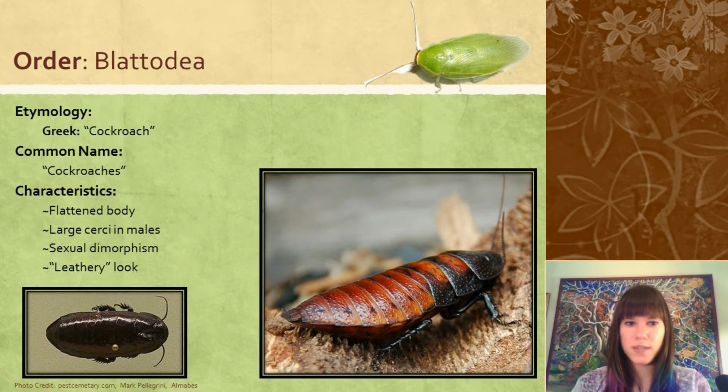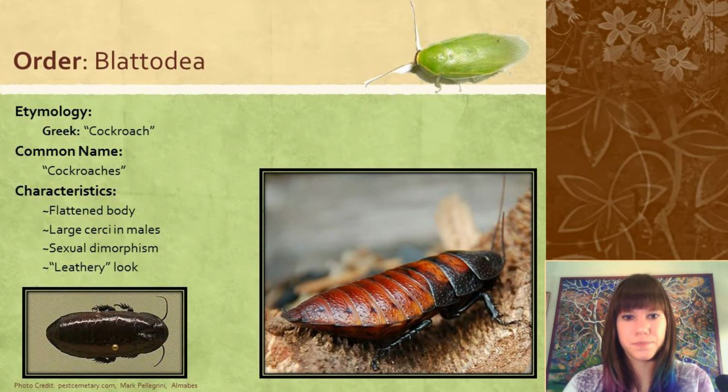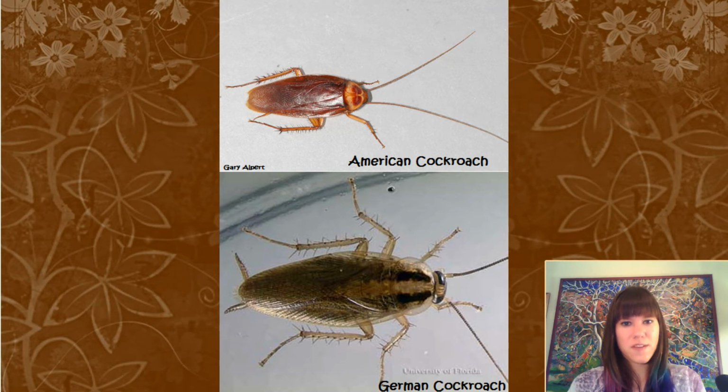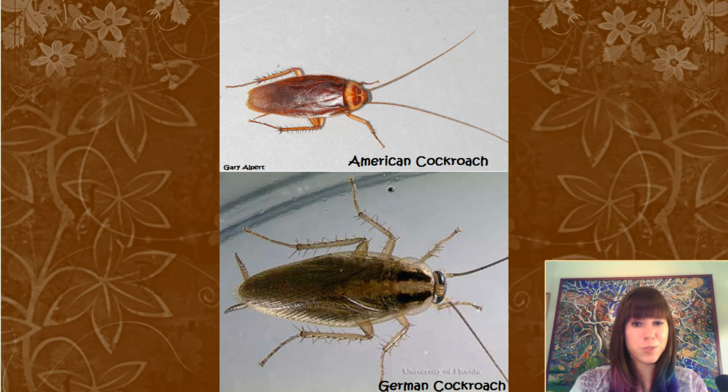Some of them have wings, some of them don't. The males typically have large cerci, and sometimes, depending on your species, they're asymmetric as well. Cockroaches are all from Africa, so although we have ones that are named the American cockroach and the German cockroach, they didn't actually come from Germany or the Americas. They came from Africa, and they probably got here on the slave trade boats.